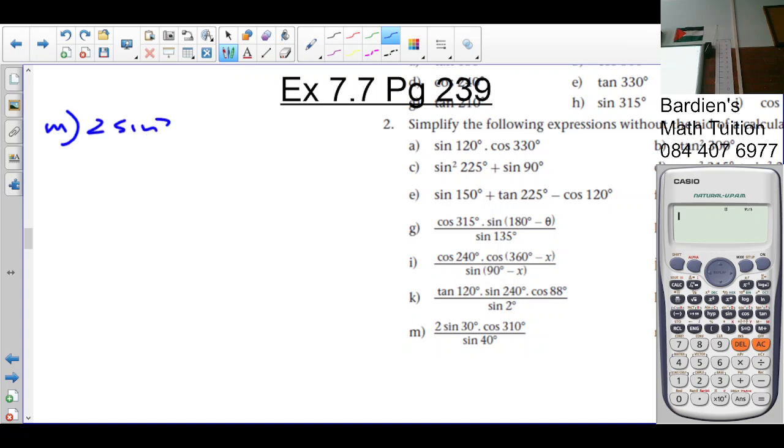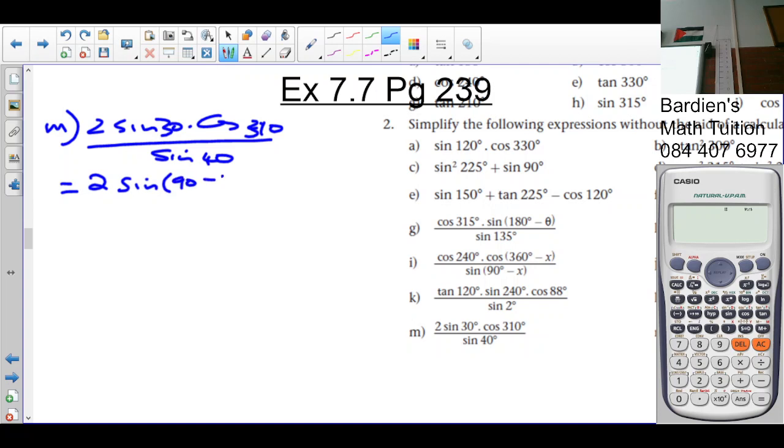You got 2 sine 30 cos 310 over sine 40. Is there a special angle for 30 and 40? No. So we're going to use the co-ratios here. Keep one, change the other. So it's going to become 2 sine of 90 minus 40. No, 30 is a special angle. 310 is not a special angle. Did I say 30 and 40 or 50 and 40? 30 and 40. Sorry, man. 30 is a special angle. So we're going to try and bring 40 degrees into 310.